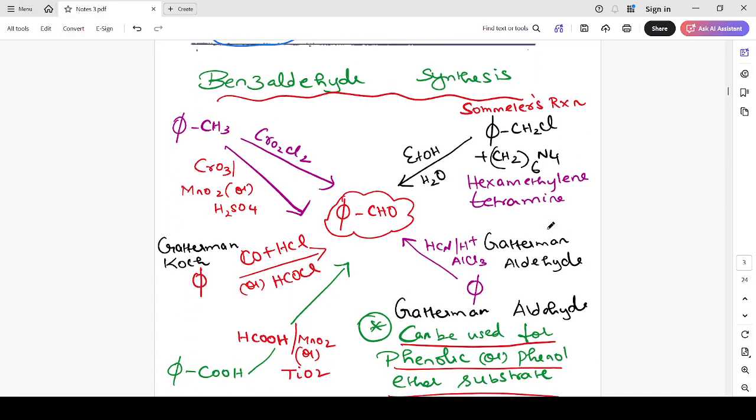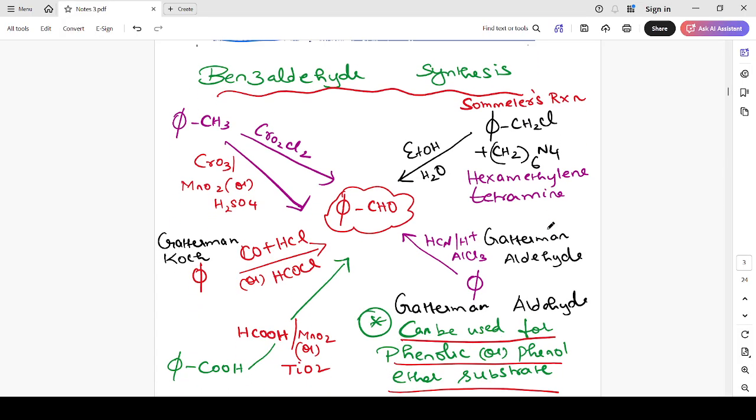We are going to aromatic aldehyde, benzaldehyde. The following reactions are used to synthesize benzaldehyde. Let us start with the first one. I have toluene in the presence of CrO2Cl2 and carbon disulfide. The reaction is called the Etard reaction.